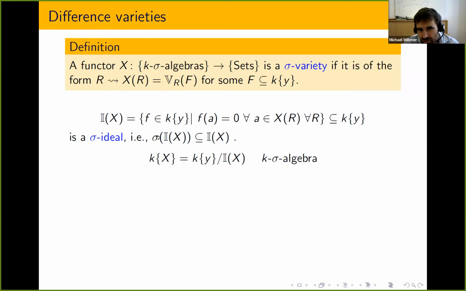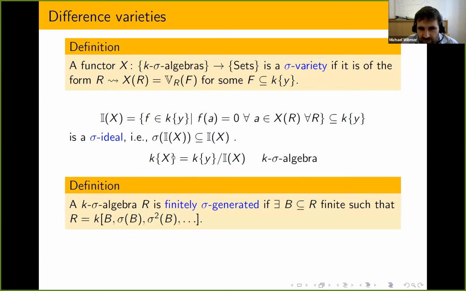This is very similar to what people do in algebraic geometry, more precisely affine algebraic geometry. If you have an affine variety, the solution set of some nonlinear polynomial equations, then you look at all the polynomials that vanish on the variety, and the quotient of the polynomial ring by this vanishing ideal is the coordinate ring of the affine variety. So this is a difference version of this well-known construction. It's a fair question which difference algebras occur as those difference coordinate rings. It's not that all difference algebras occur.